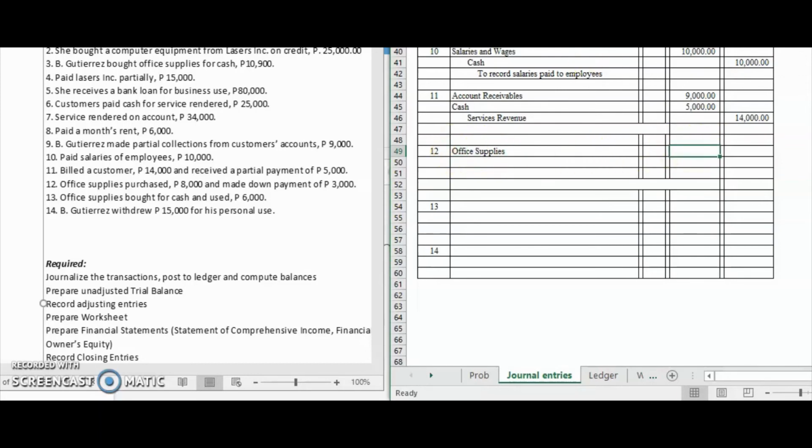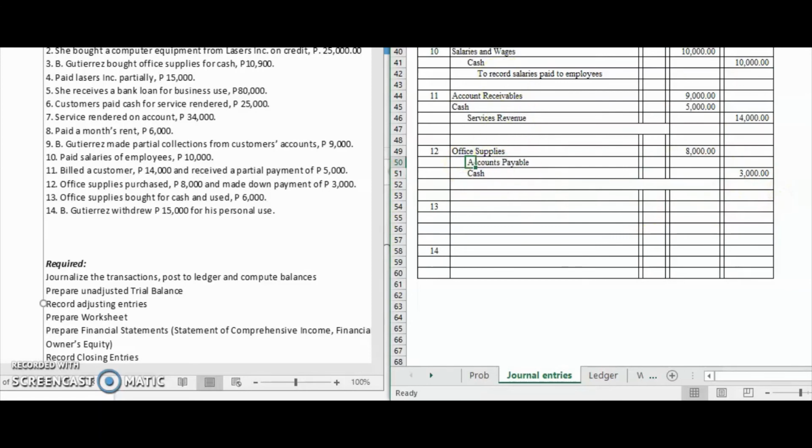How much? 8,000. You made a down payment of 3,000. In this case, naglabas ka ng cash. Naglabas ka ng worth 3,000 na cash. So that would be your credit. Why? Ang cash is an asset. Normal balance is debit. Pag nabawasan, credit.